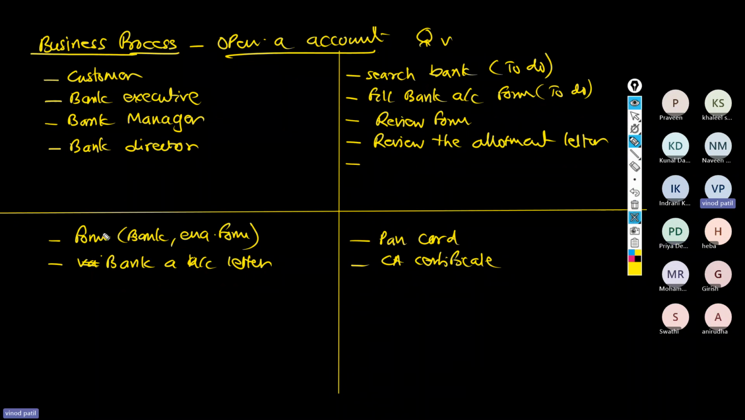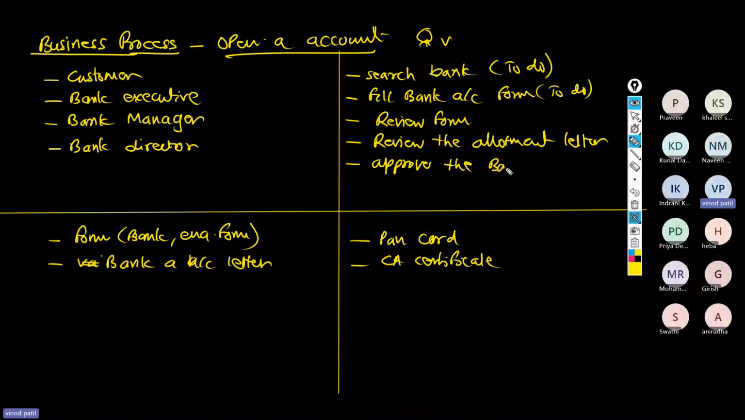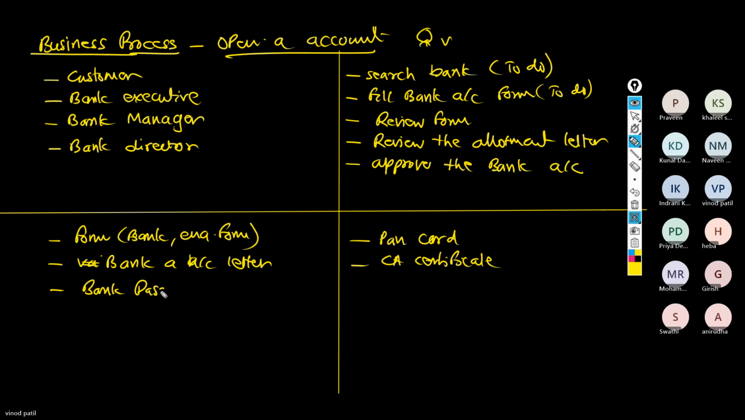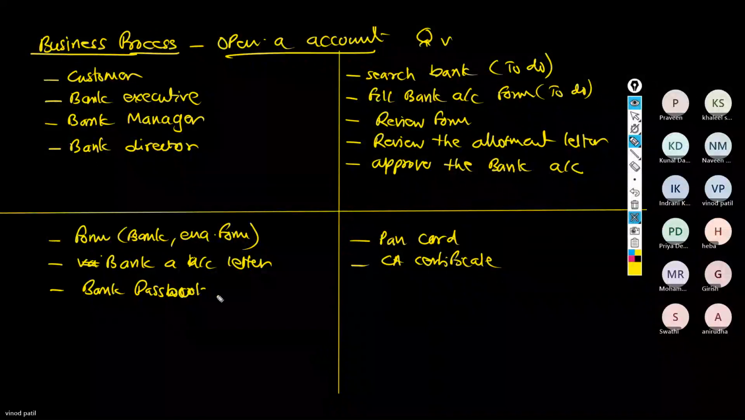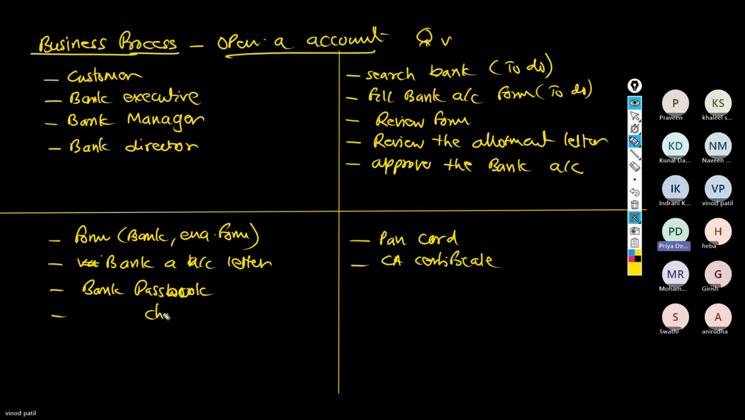So the person, that is Vinod, has to submit whatever things are required. Then they will approve the bank account, and he will be getting a bank passbook, checkbook, debit card, credit card, whatever.